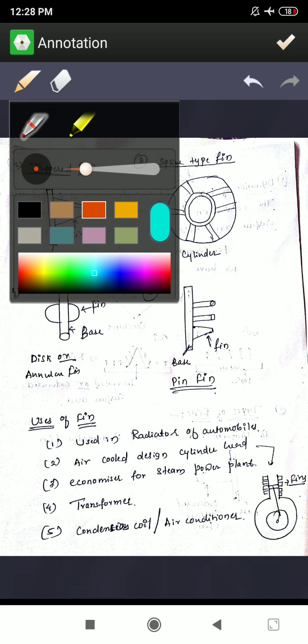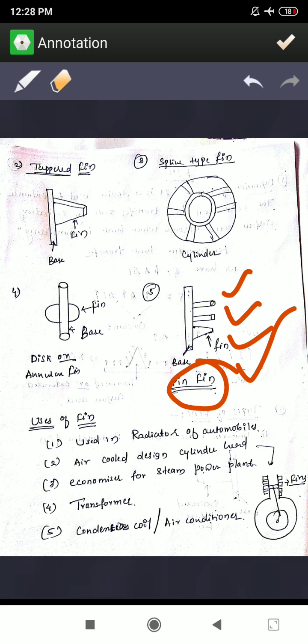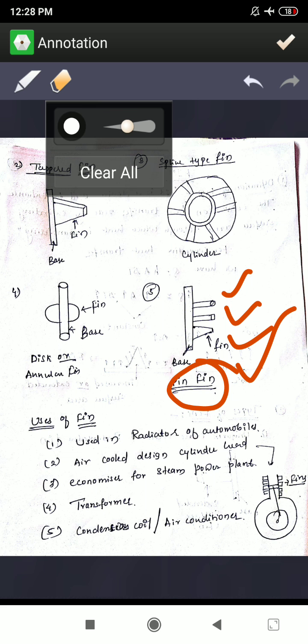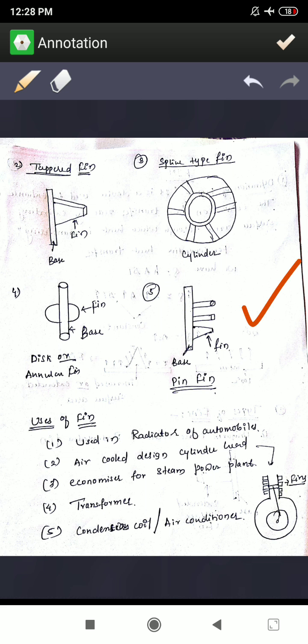Next, the fifth type of fin is the combination fin. On a single base material we have different types of fins. We attach the different types, circular cross-sectional, rectangular and taper. That type of fin is called a combination fin. So this is the fifth type.